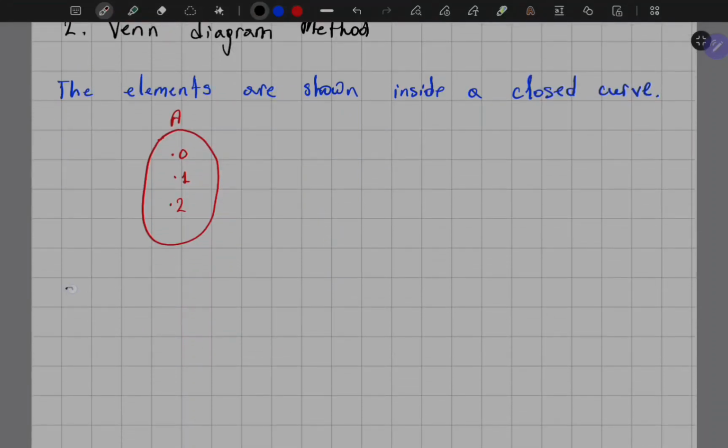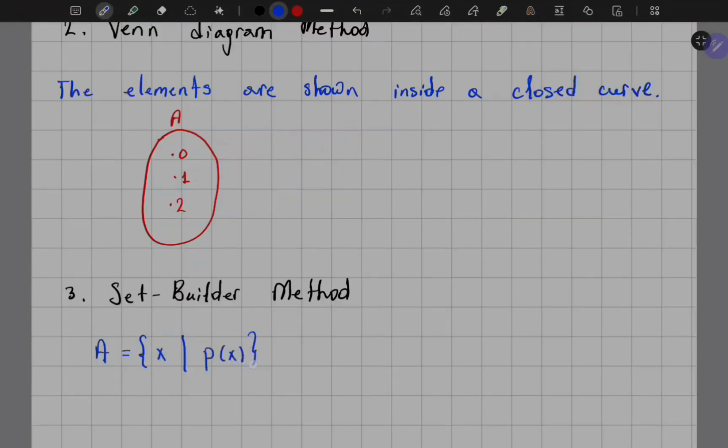Our third method is the set builder method. This method is generally used when the set has many elements. Instead of listing all elements one by one, we describe a common property. So, for example, our set A equals {x such that p(x)}. We write it like this. Here the elements are x's and we have a constraint on x, which is p(x). This is read as A is the set of all x such that p(x) is true.